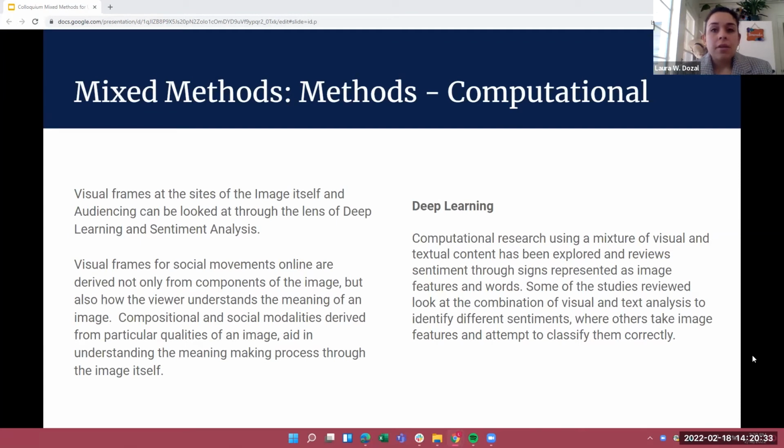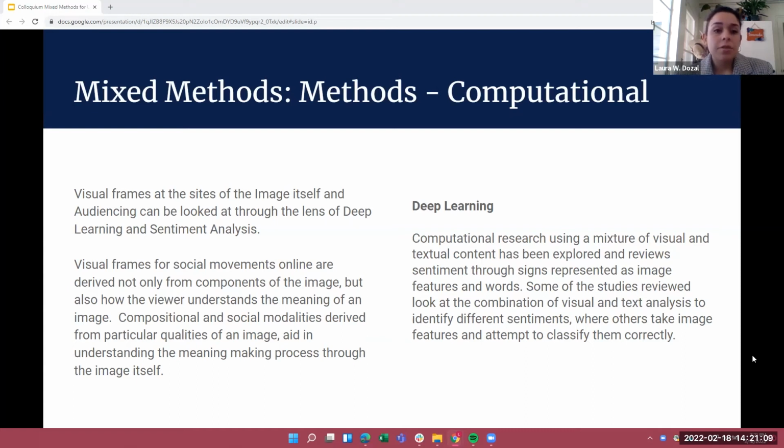The next computational method I reviewed is deep learning. These methods look at visual frames at the sites of the image itself and audiencing. Along with deep learning, I include sentiment analysis, particularly visual sentiment analysis. So visual frames for social movements online are derived not only from components of the image, but also how the viewer understands the meaning of an image.